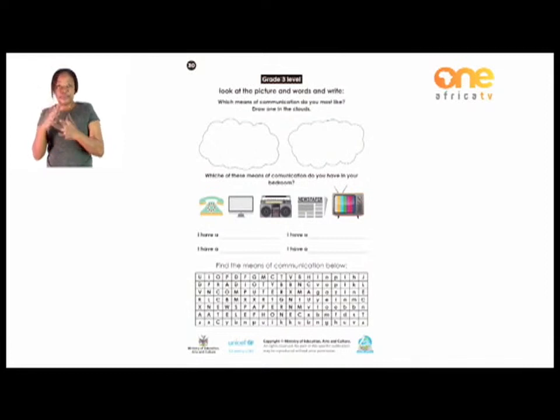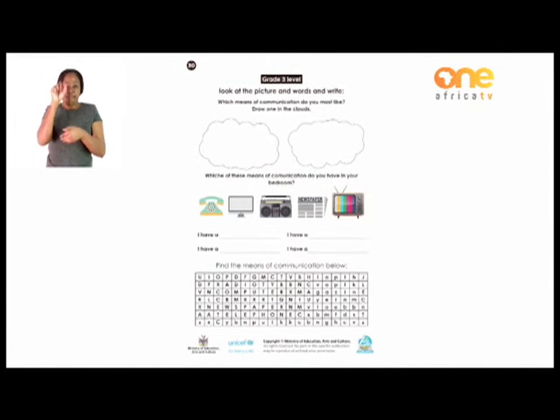And then check again. Which of these means of communication do you have in your bedroom? Which one do you think or do you know that you have? It's the one that you always use. It's the one that you must have in your bedroom. So which one of those? Is it the first one, which is a telephone? Do you have a telephone in your bedroom? Do you have a television in your bedroom? Do you have a radio, maybe a small radio? Do you have a newspaper in your bedroom?